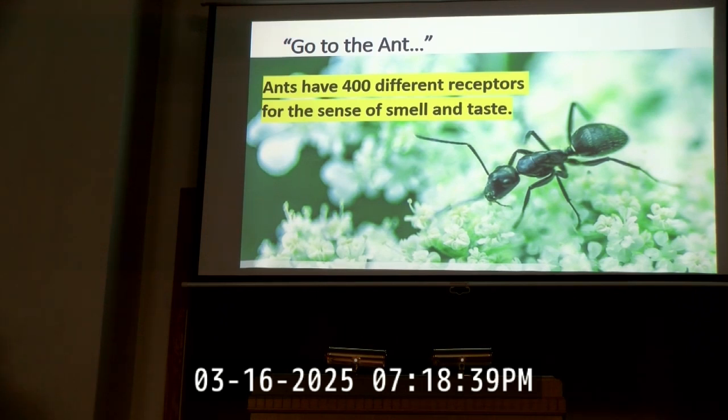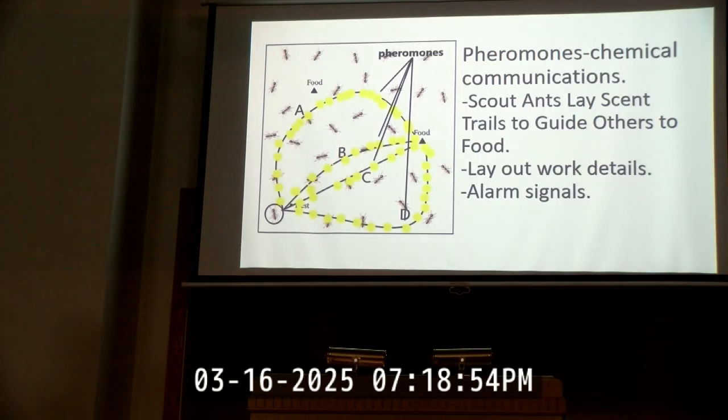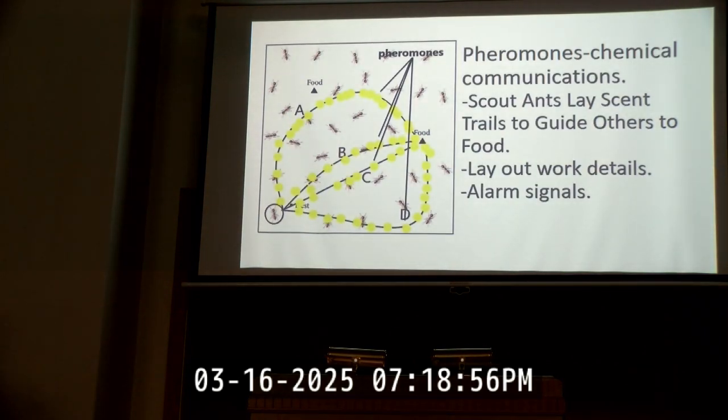All right, well, there are over 400 different receptors for the sense of smell and taste in ants. This is more than dogs. This is more than honeybees. This is more than virtually any kind of animal. And why is that important? Well, the sense of smell is exceptionally important. Remember I said many of the ants are blind, don't have eyes. And they use pheromones as chemical communications. This is part of how they find their food sources.